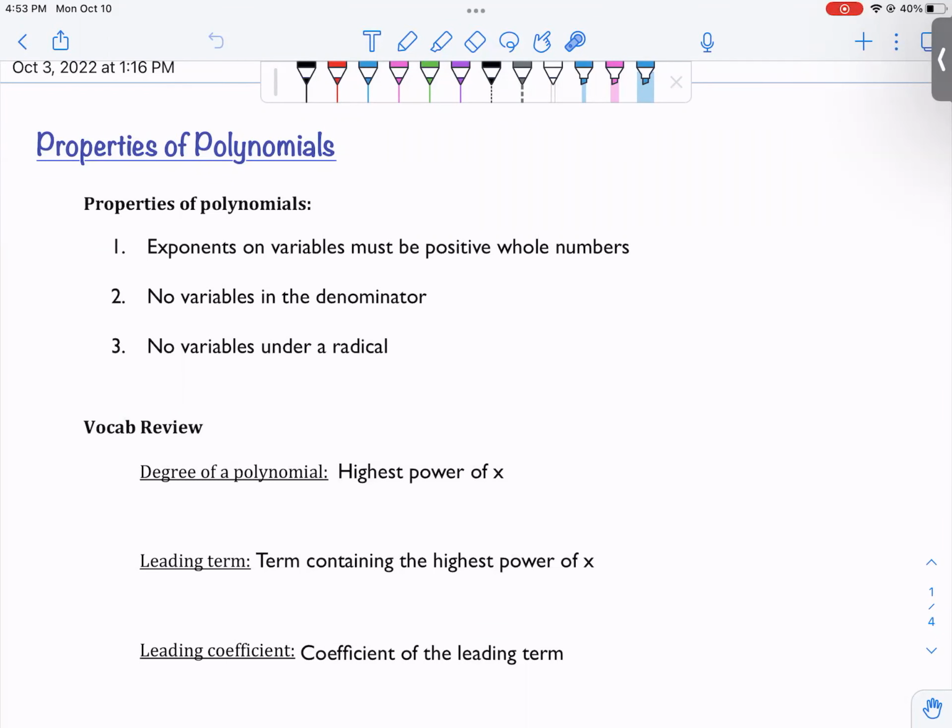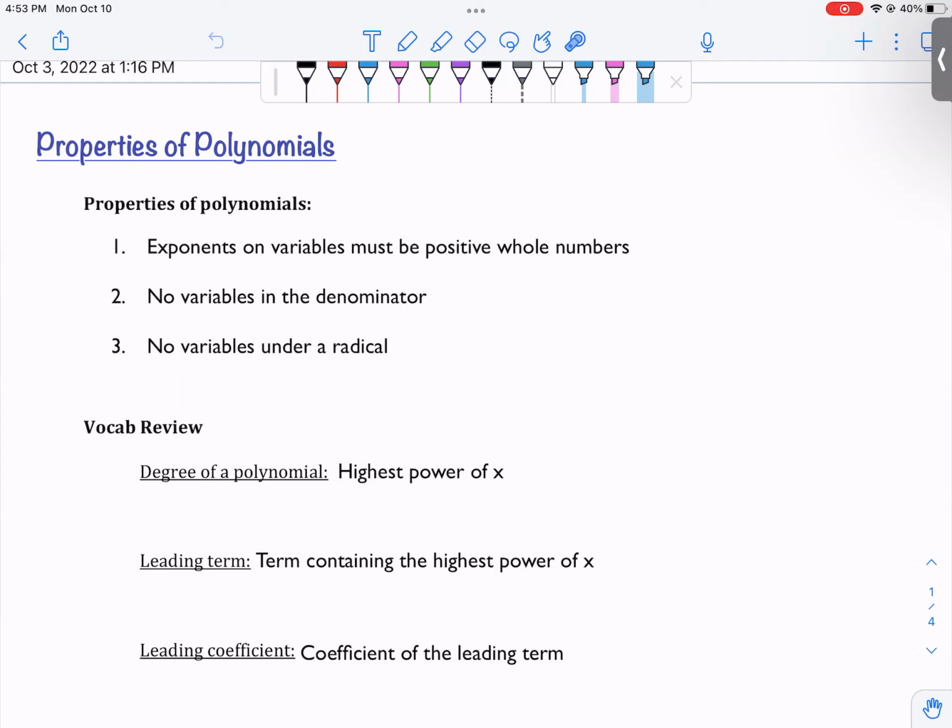Properties of polynomials. All right, so for this section, we're going to be talking about polynomial functions. And in this particular video, we'll talk about the properties of polynomial functions, what they are. And in further videos, we will talk more about the graphing of polynomials and the nitty-gritty details. So properties of polynomials. What are polynomials?